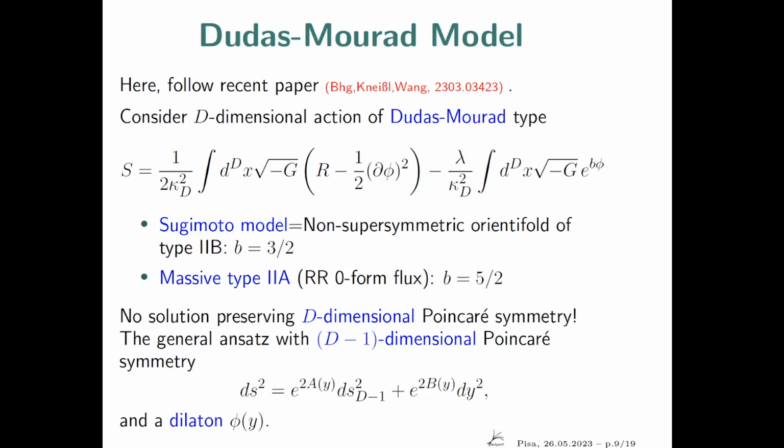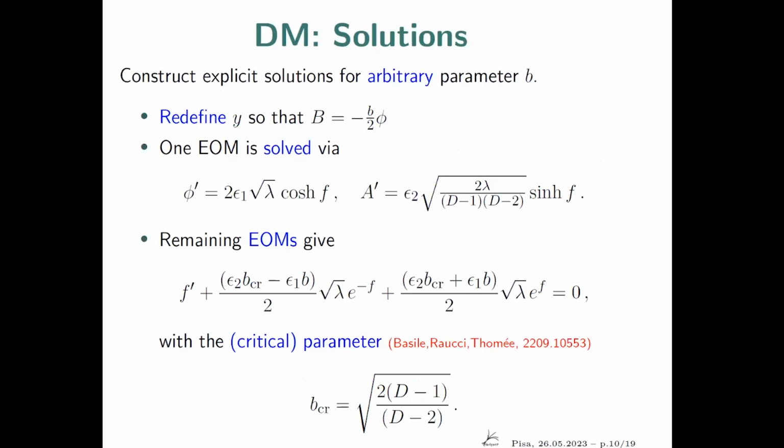We make the usual ansatz that preserves not maximal Poincaré symmetry, that's not possible, but (d-1)-dimensional Poincaré symmetry, and has a non-trivial dilaton profile along the direction y. Then we construct solutions for arbitrary parameter b. We apply the usual tricks that have been found by Dudas and Mourad. First, you make this ansatz, b proportional to phi. This simplifies your equations. Then you can solve one of them explicitly by writing it as a cosine of another function and the sine of another function.